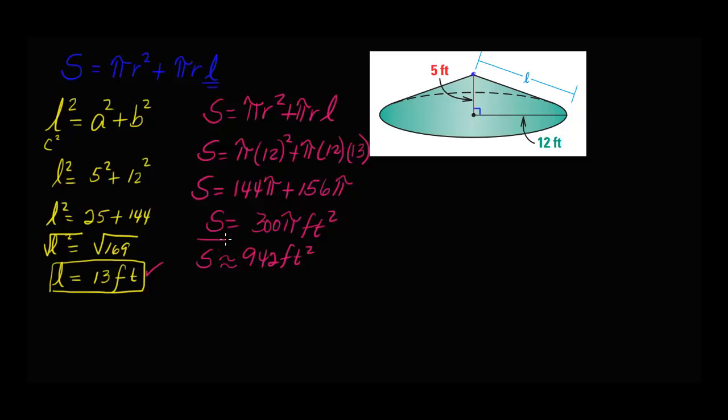And there you have it. So you saw two cases where we're looking for the area of a cone. In one case, the slant height was given. In the other case, it was not given, so we used the Pythagorean theorem to find it.